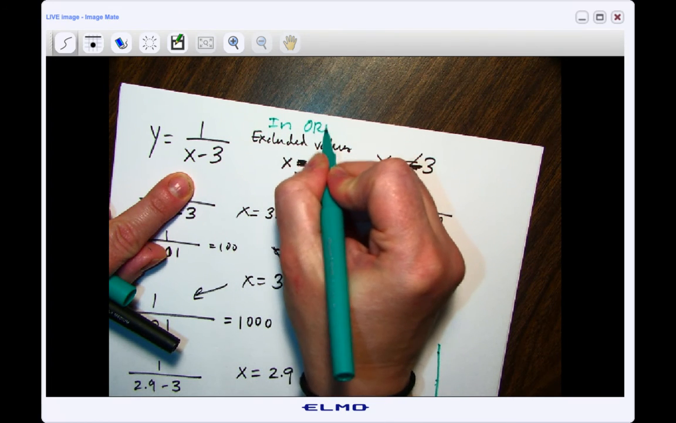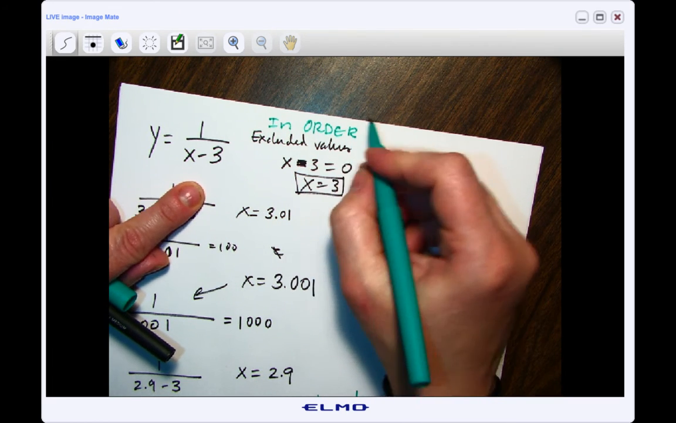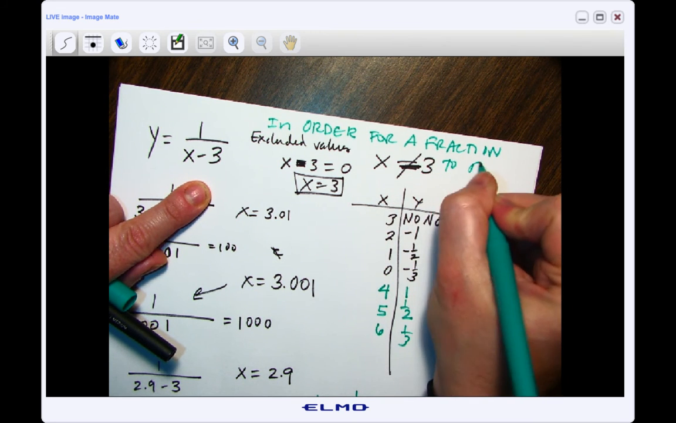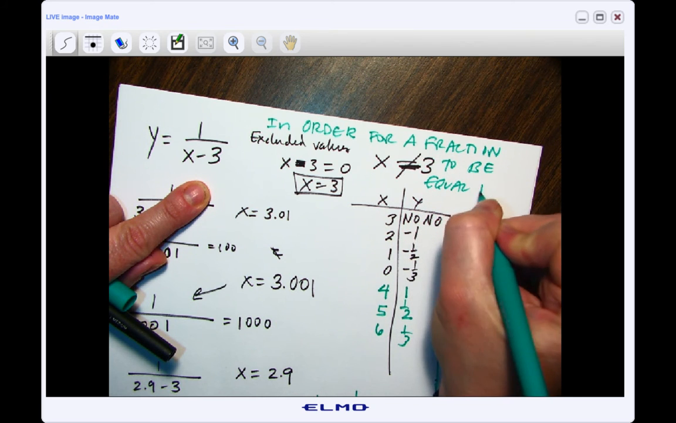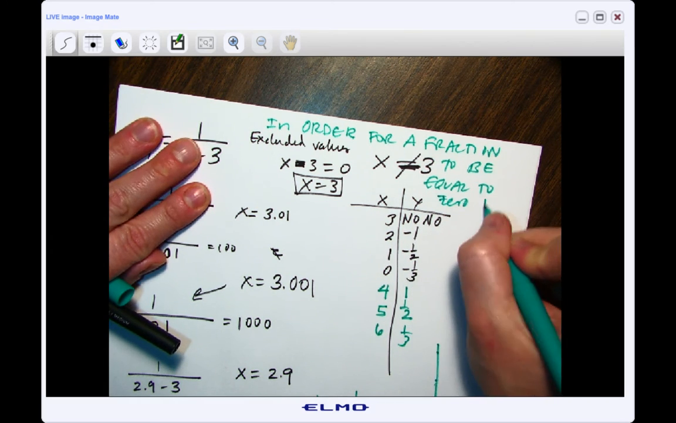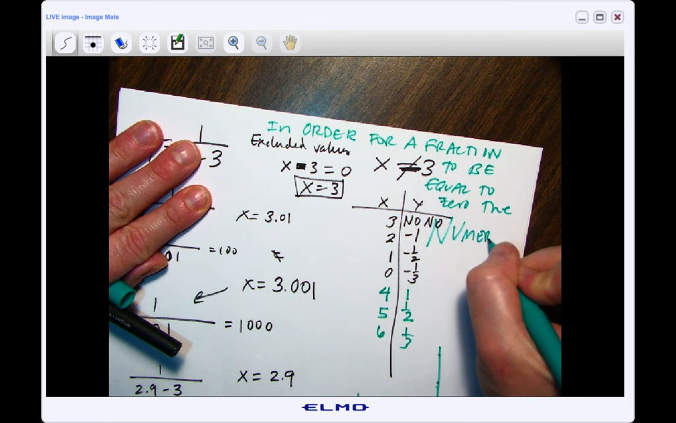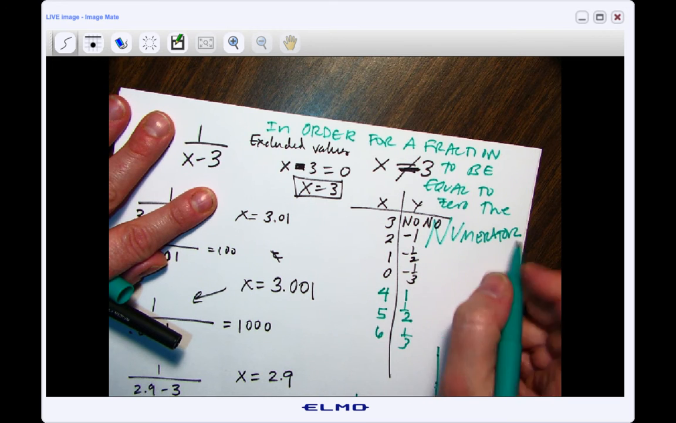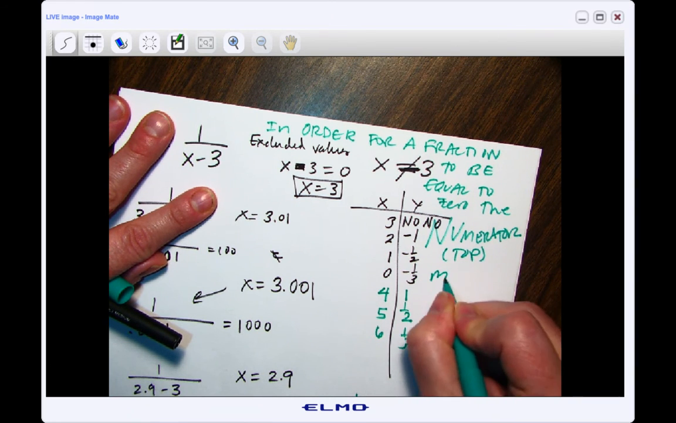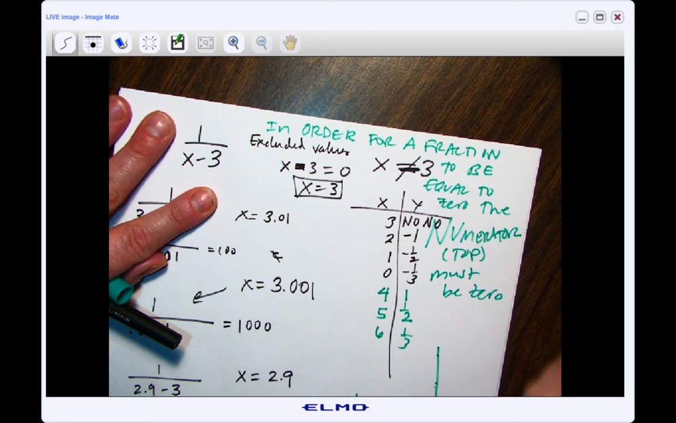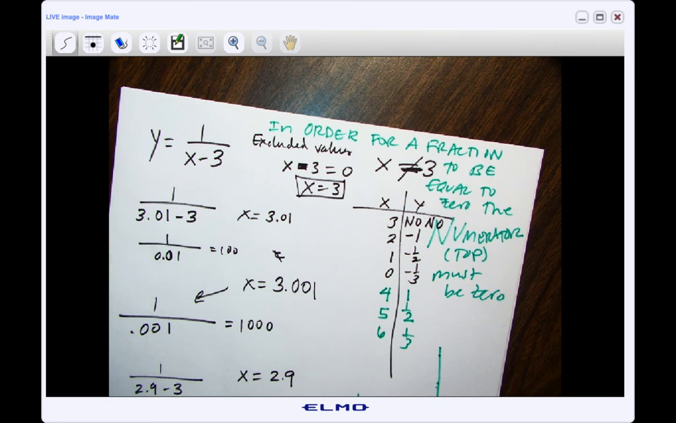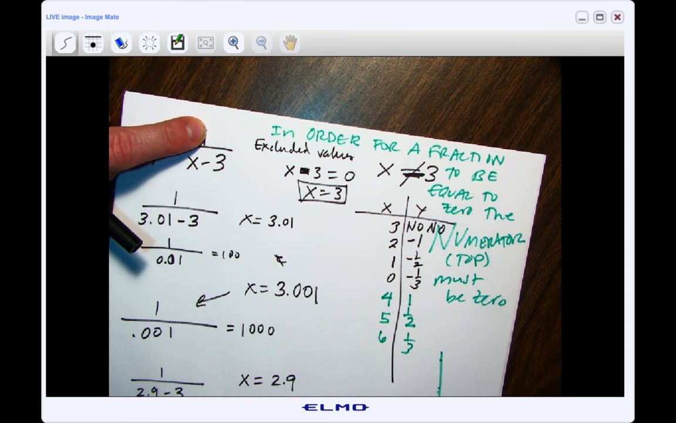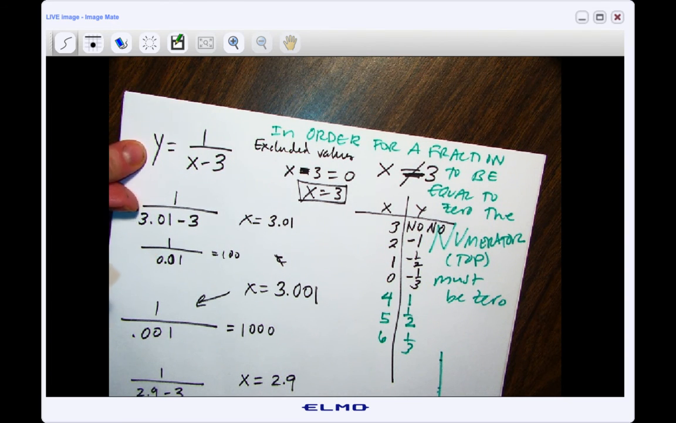So this is a very important thing to remember. It helps if you remember this. In order for a fraction to be equal to 0, the numerator, or in other words, the top, must be 0. Right? Because that's the only way to get a 0 out of a fraction. You need the top to be 0. You can't have 0 on the bottom. So the only way to get it is to have 0 on the top. Well, this fraction will never have 0 on the top, which means the y value will never be 0.